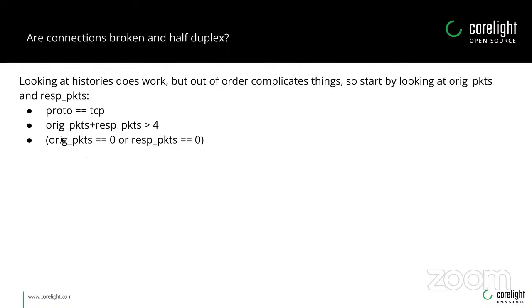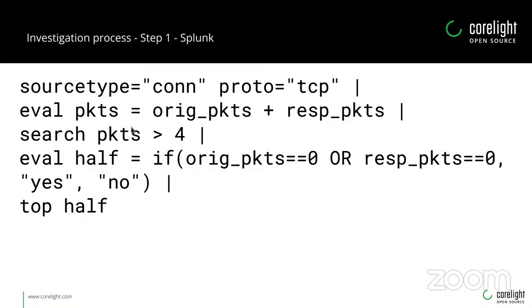And then look for, of those connections, which ones had 0 on one of the sides. So if orig plus res was basically 5 or more and one side was 0, that means the other side had to have been 5 or more. And we don't care which side was 0, just that one side was 0 and one side was a fairly high number, right? So here's how you might do that sort of thing in Splunk.